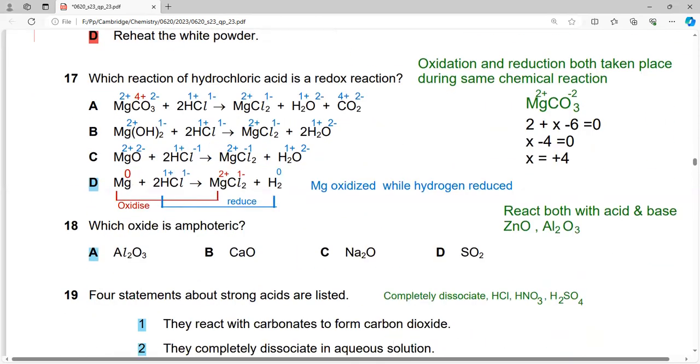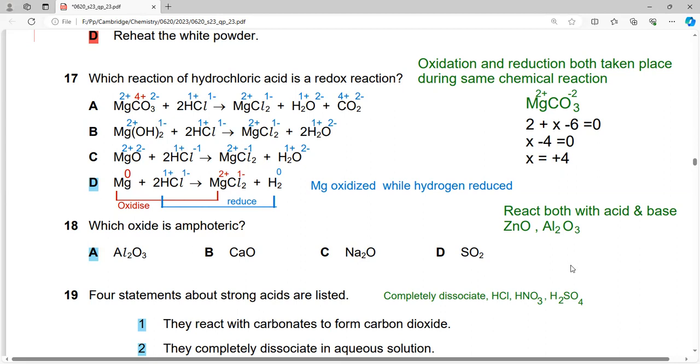We're going to proceed to question number 17. In question number 17, which reaction of hydrochloric acid is a redox reaction? A redox reaction is a type of chemical reaction in which the oxidation state of some chemicals changes from the reactant to the product side. Some chemicals are oxidizing, some are reducing, and when both take place in one chemical reaction, it is called a redox reaction.